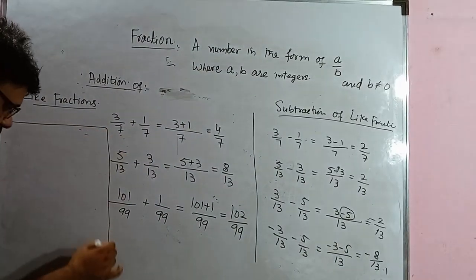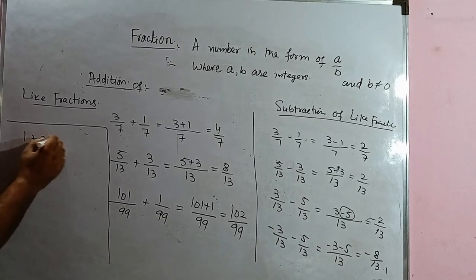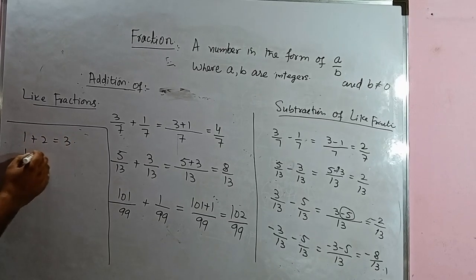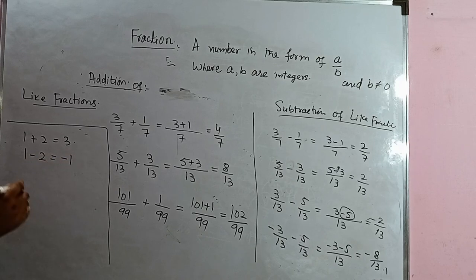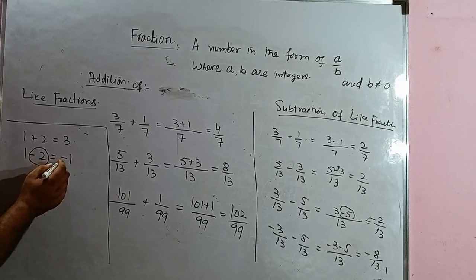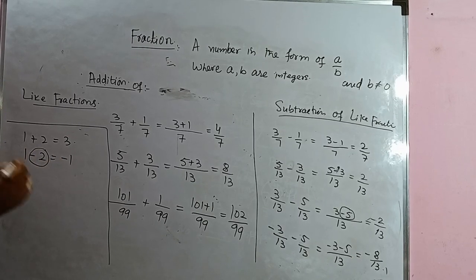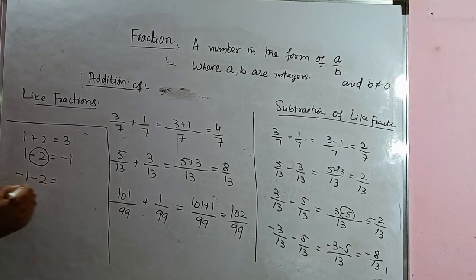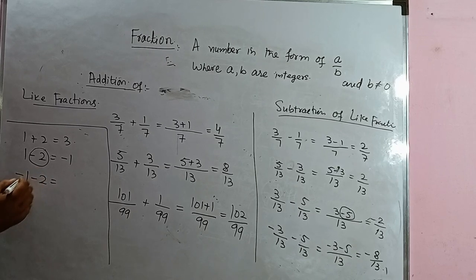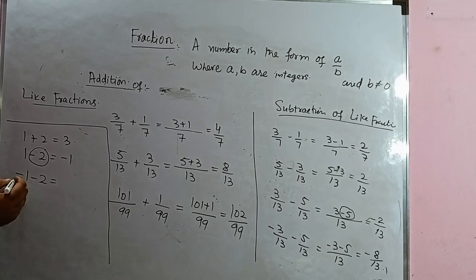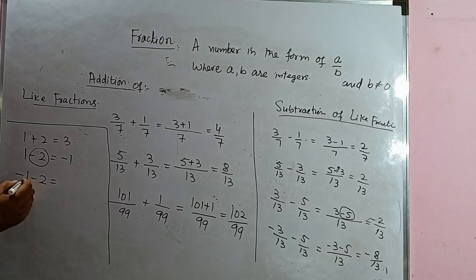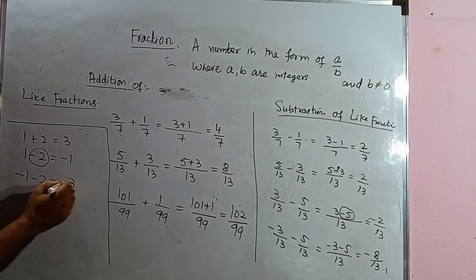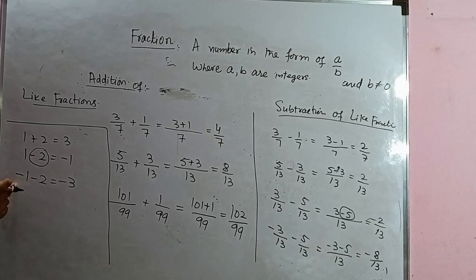For this I will explain here. If I have 1 plus 2, it is equal to 3. If I have 1 minus 2, it is equal to minus 1. Why? Because this 2 is greater than 1 and this minus sign is along with 2. That's why I have to keep the minus sign here. And one more thing, if I have minus 1 minus 2, both are like terms. There is no bracket, there is no multiplication, so I need to add both. 1 plus 2 is 3, but it is minus 3 because both are minus.